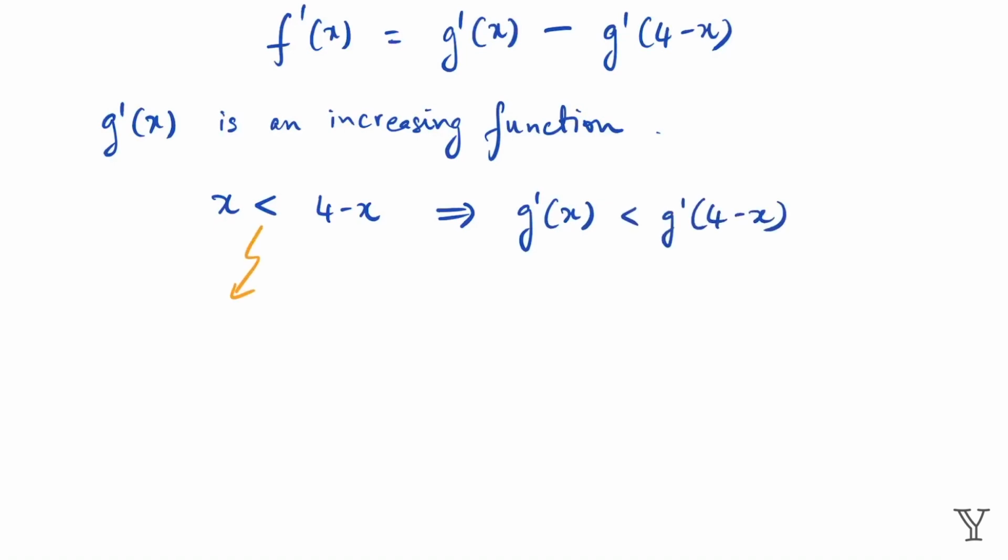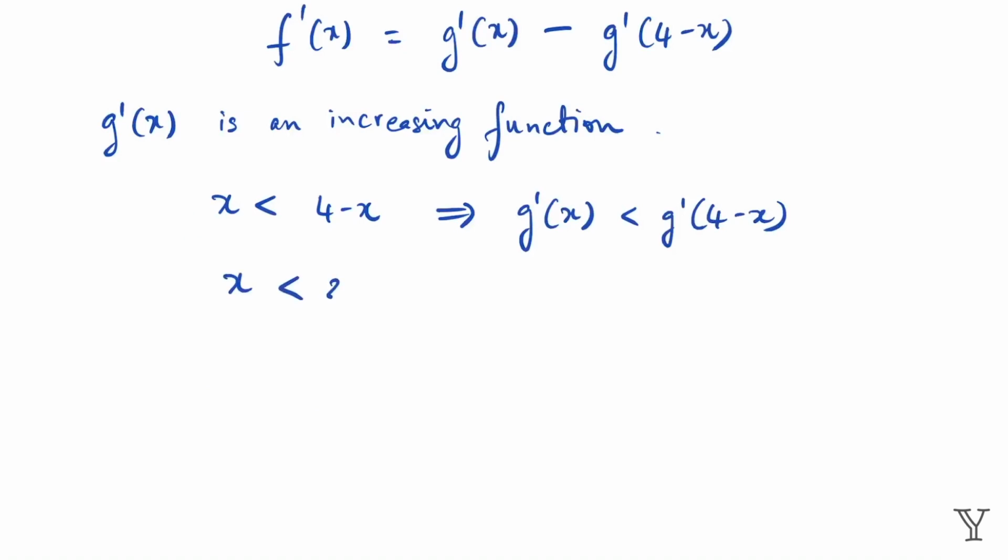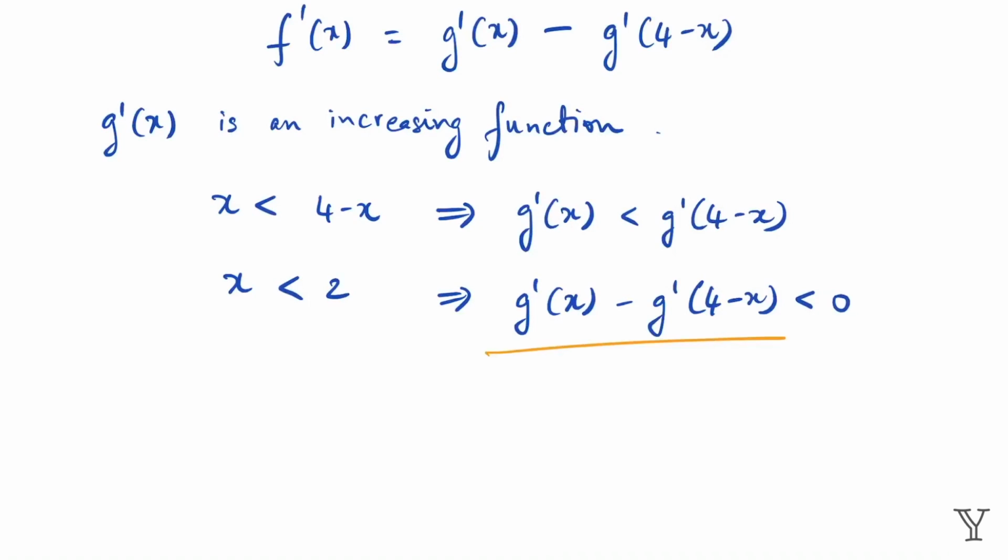We can now simplify the left-hand side of the implication to see that the condition x is less than 4 minus x is the same as the condition x is less than 2. This allows us to say that x is less than 2 implies g dash of x minus g dash of 4 minus x is less than 0. But as we see above, this term is the same as f dash x. We can therefore say that x less than 2 implies f dash x is less than 0.